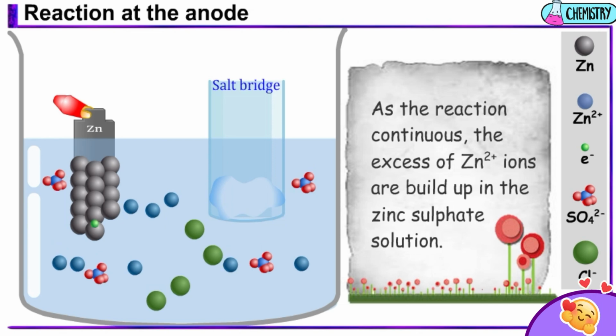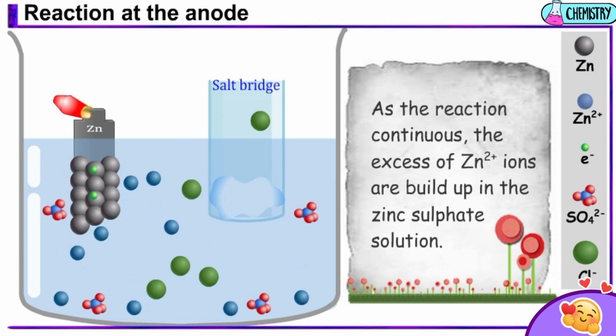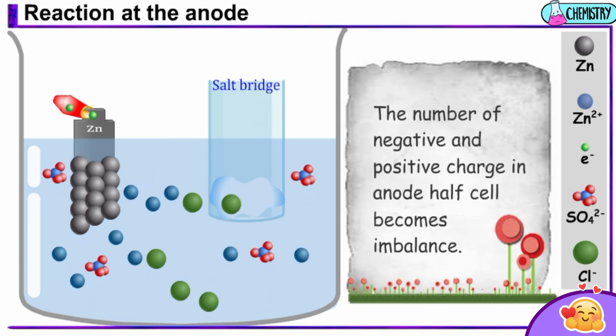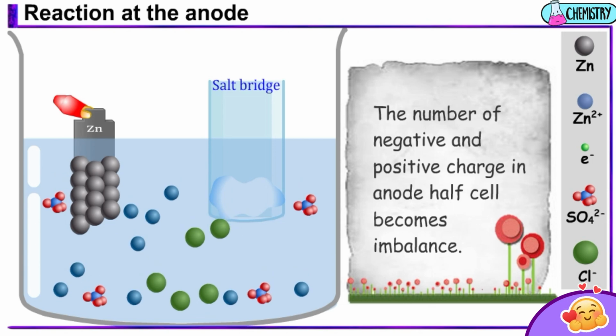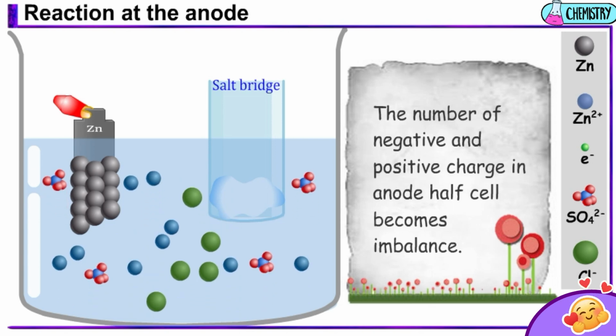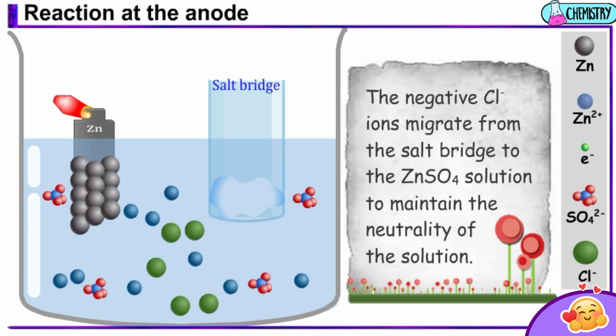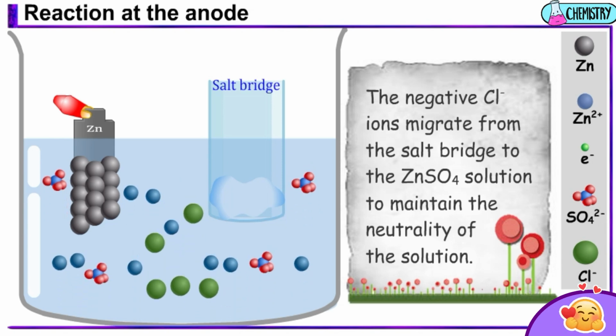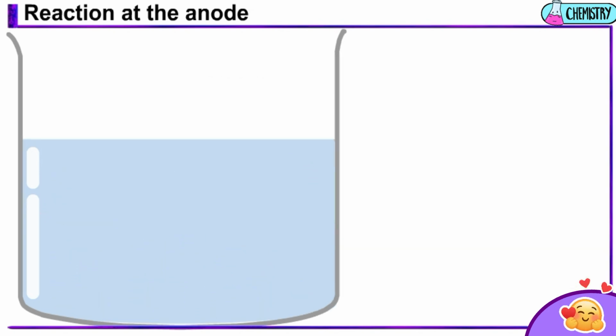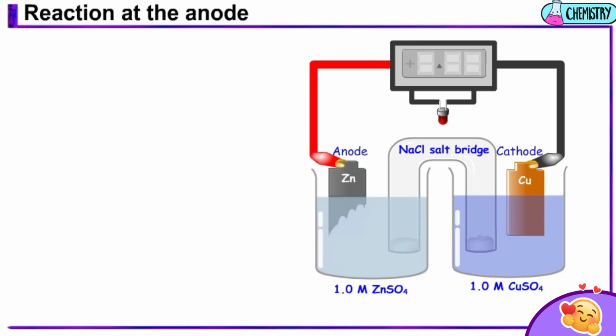As the reaction continues, the excess of Zn2+ ions builds up in the zinc sulfate solution. The number of positive and negative charges in the anode half cell becomes imbalanced. Therefore, the negative chloride ions migrate from the salt bridge to the zinc sulfate solution and maintain the neutrality of the solution.